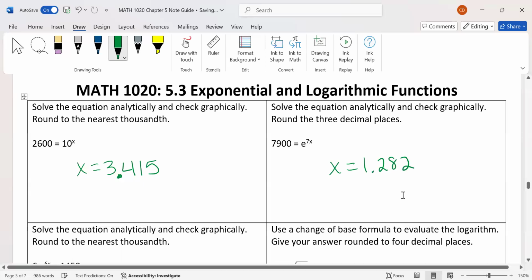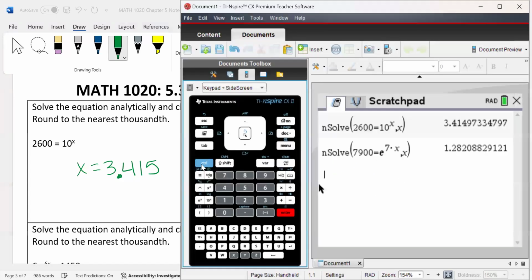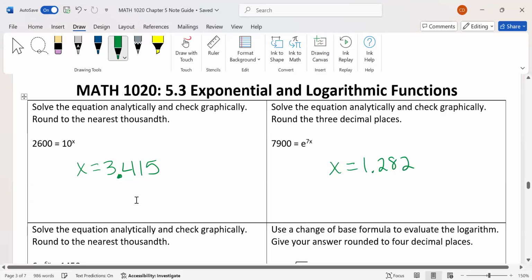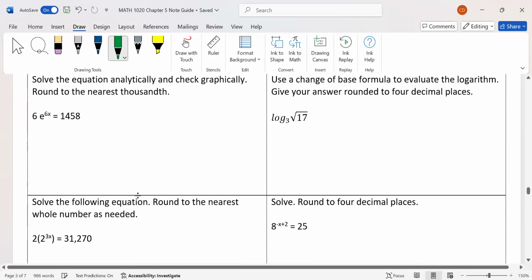Now, if you wanted to check this, you could. So let's go back. I'm going to show you that real quick. So if we do E to the seventh, and we did 1.282. Because we were rounding, we should get something close to 7,900, and we did. Right?